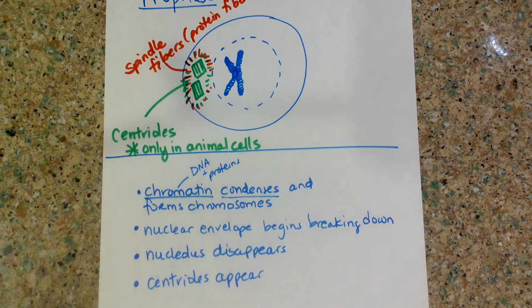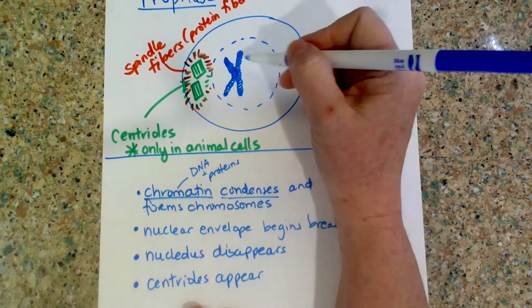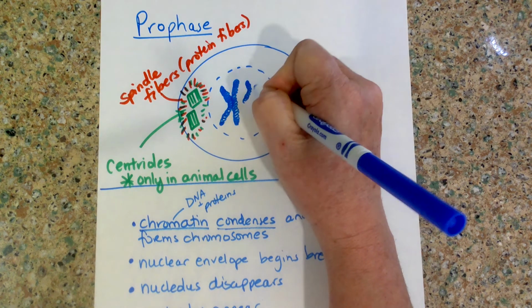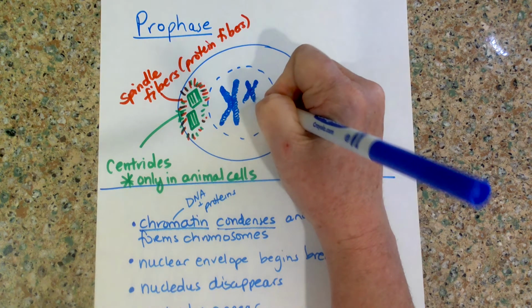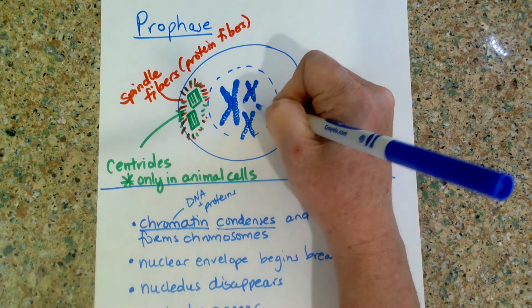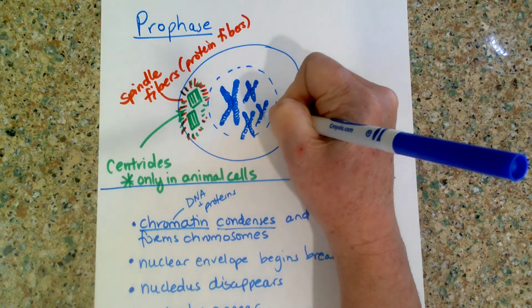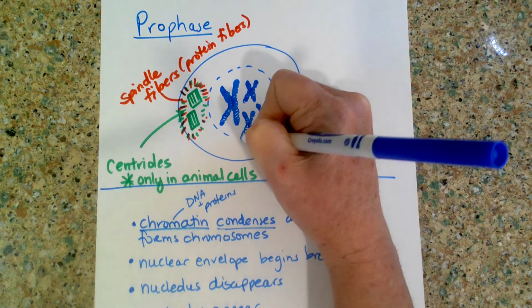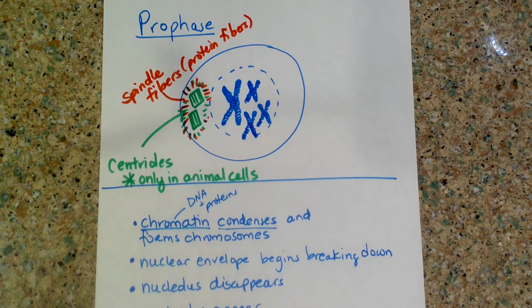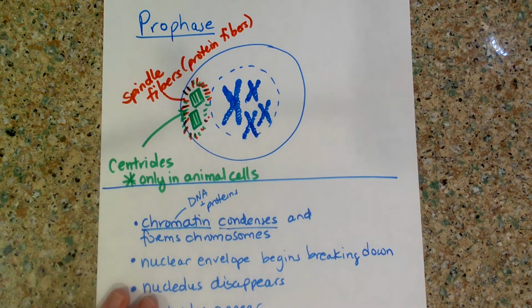Now, if this was a human cell, there would be 46 of these chromosomes, okay? I'm just going to draw 4. So I've got 1, 2, 3, and 4, okay? It's always an even number because the chromosomes are always in pairs. Now, it can be an odd number of pairs, but it's always an even number of chromosomes, okay? So there's that cell in prophase, and then it's going to transition into its next phase, which is prometaphase.